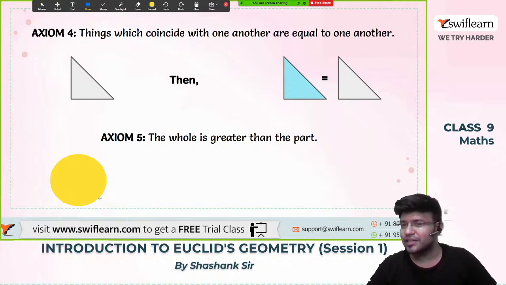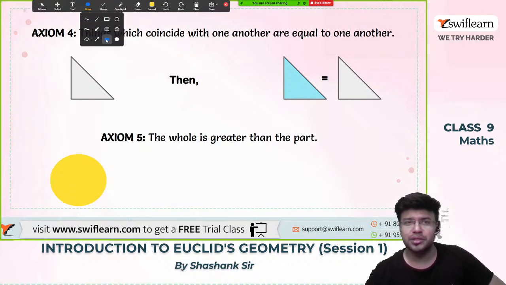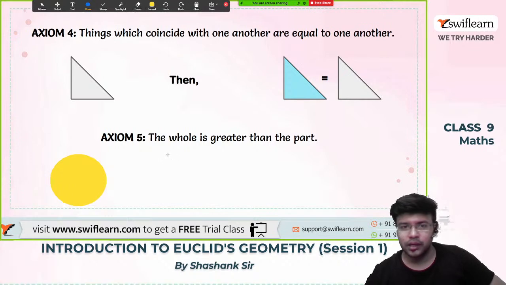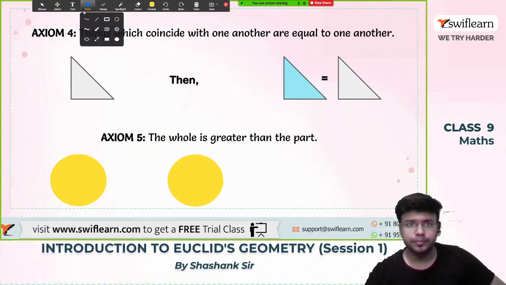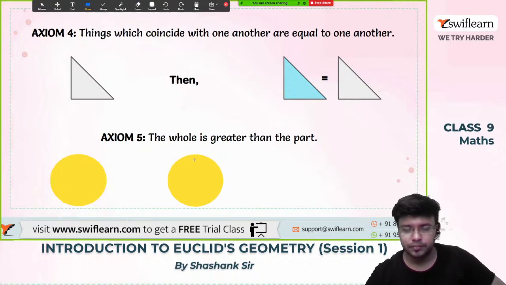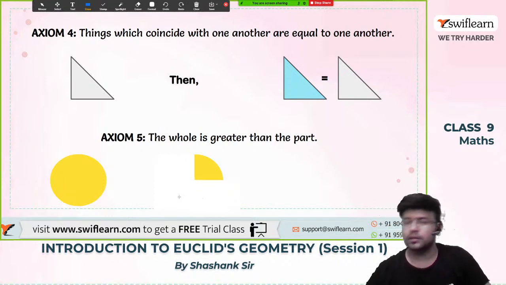Let us take an example of a pizza and let us take a part of a pizza. Part of a pizza means like this. Okay, let me draw it for you. Okay, एक स्लाइस ले लूं मैं. Yes, let us take one slice.